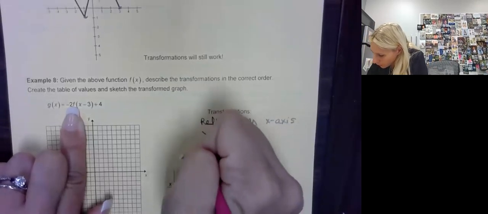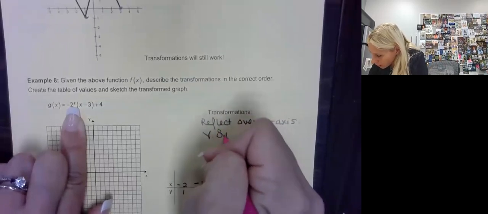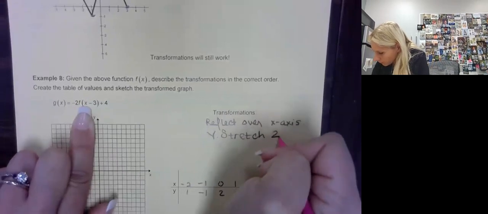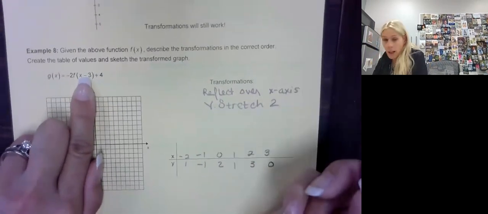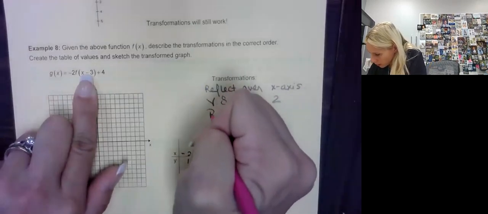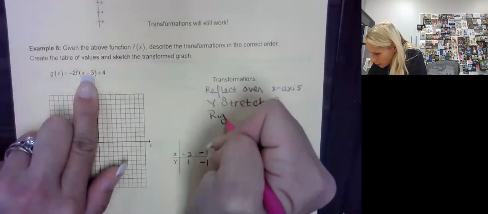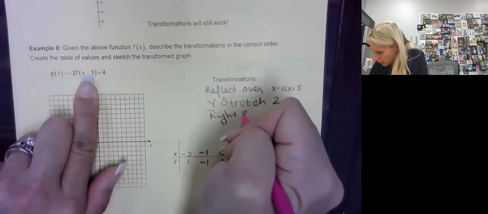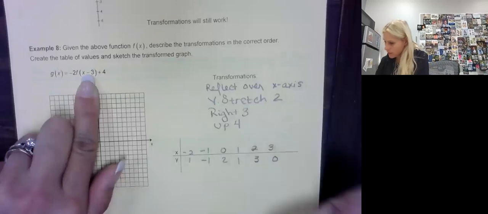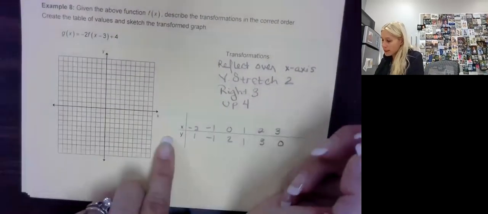We're going to do a vertical stretch by 2. Right here, remember this is inside, so we do the opposite to what we think. So we're going to go right 3 and up 4. Okay. Whew, this is a lot.